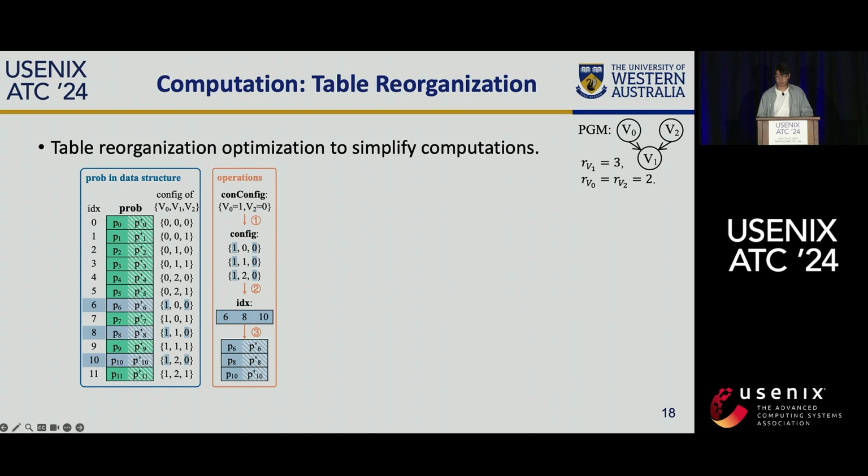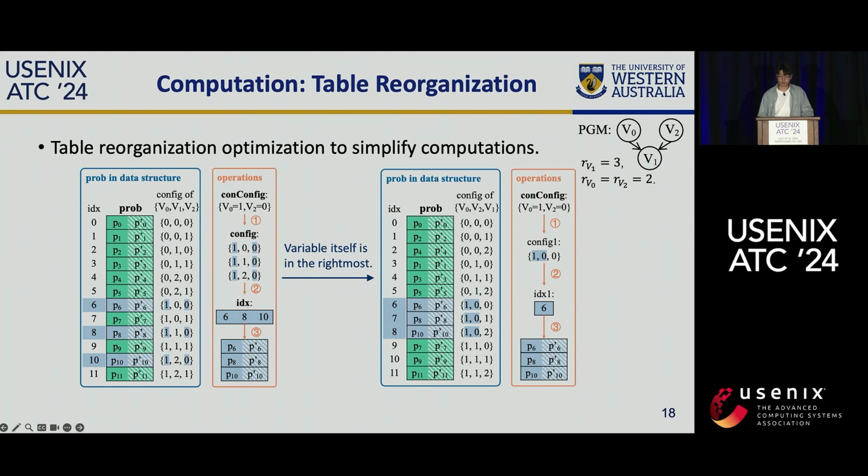With our proposed data structure, we only need to first get the location of V1 and construct the 3 configurations. Next, we can easily get the 3 indices and fetch the probabilities. But the efficiency can be further improved through table reorganization optimization. Building on the basic data structure, we let the variable itself be on the rightmost position of the configuration. In this way, only the first configuration is required to be constructed. After obtaining its index, we can fetch probabilities from the contiguous memory.